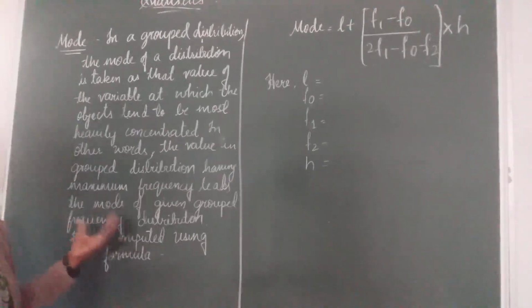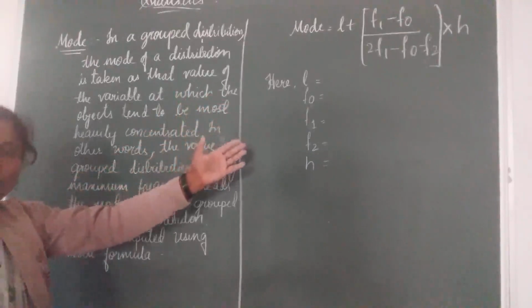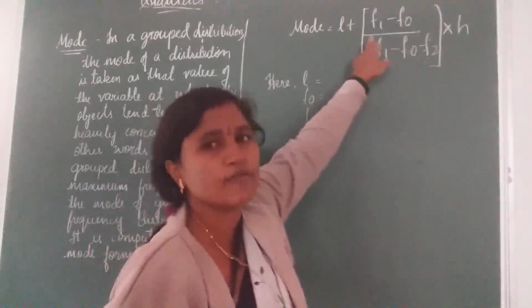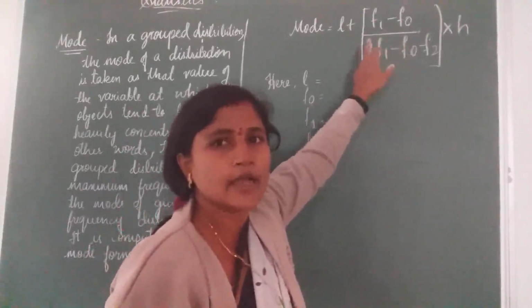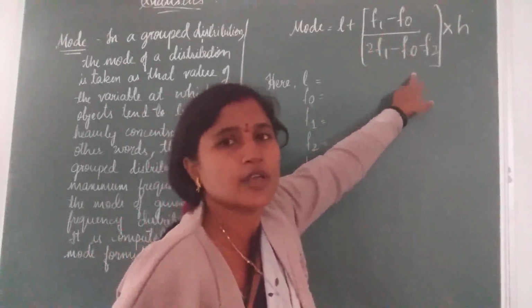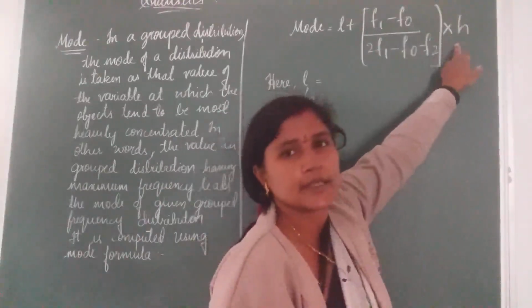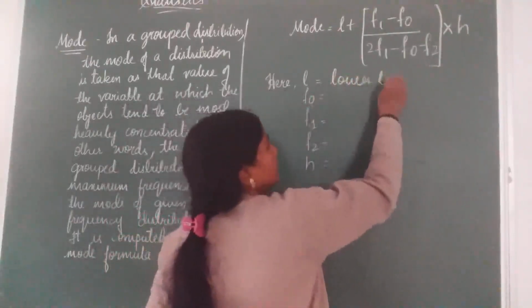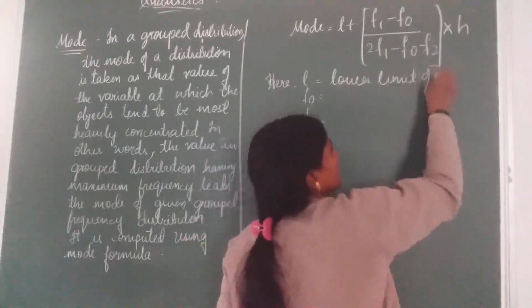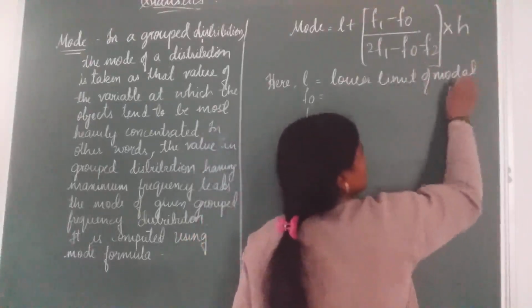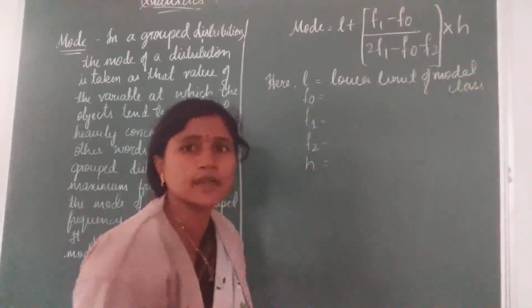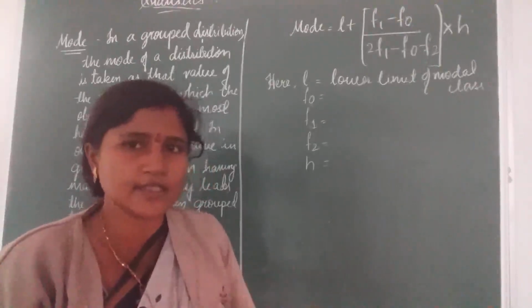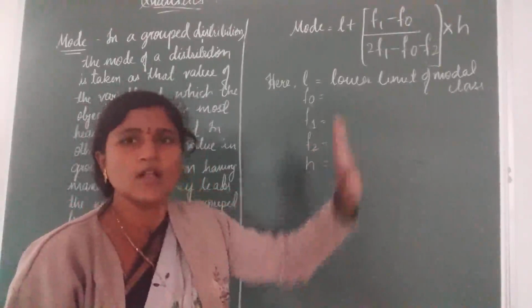Now it can be found out by using the mode formula. So the mode formula is nothing but L plus open bracket F1 minus F0 divided by 2F1 minus F0 minus F2 bracket complete into H. Now what is L here? L is nothing but the lower limit of the modal class. What is the modal class? I'll tell you. When you select the highest frequency, whatever the class interval is for that highest frequency, that is considered as the modal class.